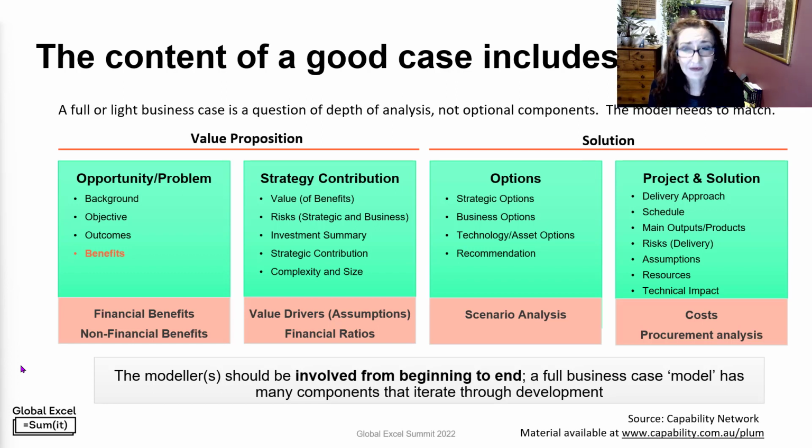So they could be separate spreadsheets. Generally not, though. We'd normally have a financial model that would cover all of these in its entirety. So you can see by this that the modeler needs to be involved right from the beginning. The modeler needs to get involved early so that he or she understands the strategy and the business challenge.